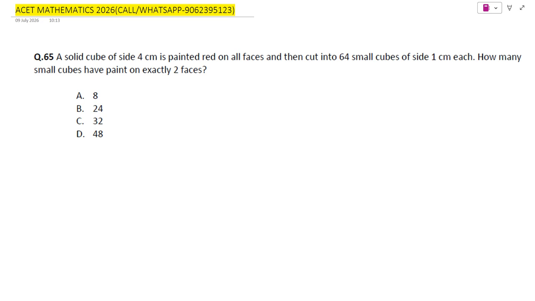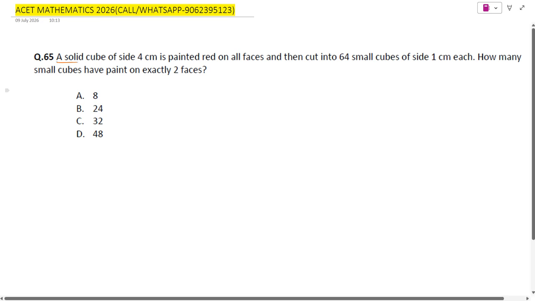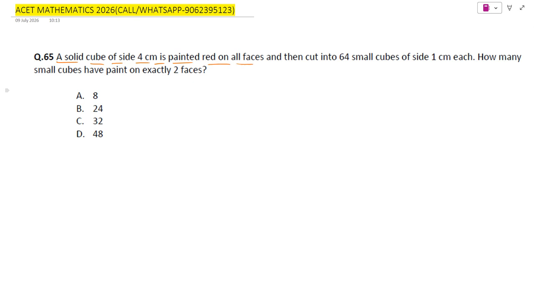So whenever you see a cube painting question, don't rush to calculate. First, visualize the cube. And today's problem is a perfect example of that. So first, let's read the question, then we will discuss it. Question is, a solid cube of side 4 centimeter is painted red on all faces and then cut into 64 small cubes of side 1 centimeter each. How many small cubes have paint on exactly two faces? There are four options. Option A says 8, B says 24, C says 32 and D says 48.